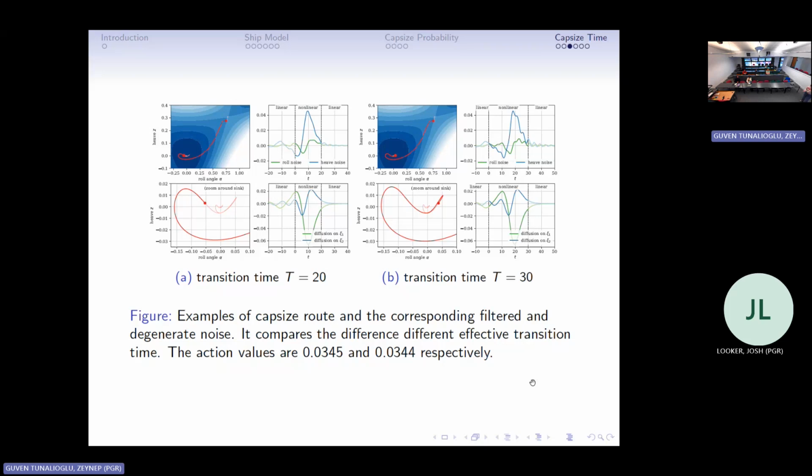Okay. And I compared two different graphs here for different time t. The time t here is the effective transition time. What I want to show by comparing these two figures is that given two different effective transition times, I actually get very similar final answers. So similar actions, meaning that the probability should be rather similar, and similar capsize trajectory. They are all doing this kind of swing until capsize.